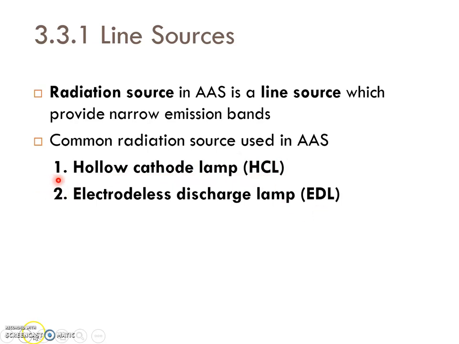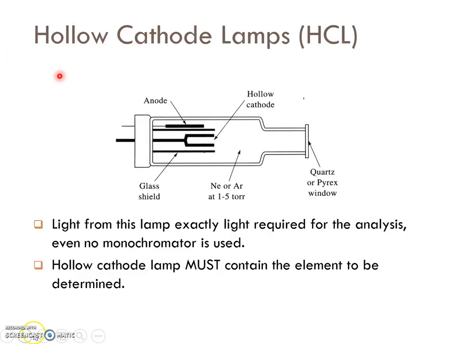Okay, the first one is HCl. HCl is actually hollow cathode lamp. The second one, EDL, is the electrodeless discharge lamp. Okay, you just remember the names. Okay, HCl for hollow cathode lamp, electrodeless discharge lamp for EDL. This is the only two radiation source commonly used in the AAS. This is for your extra knowledge. You don't have to memorize all this.